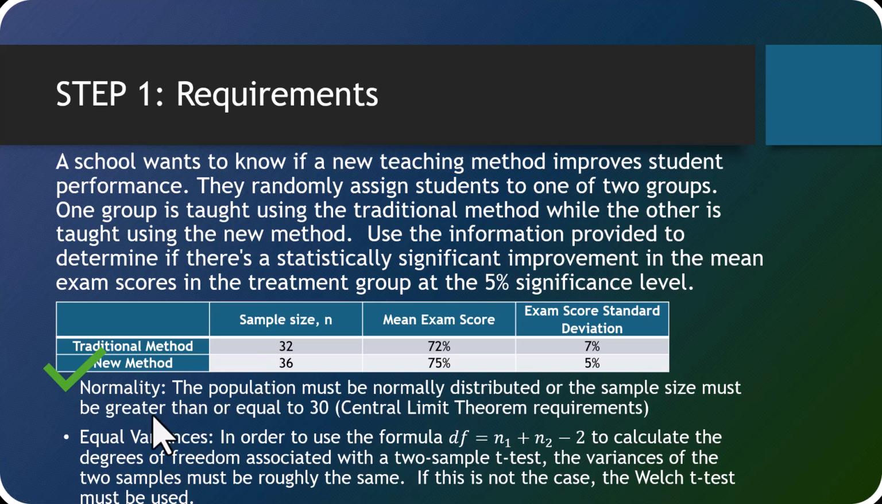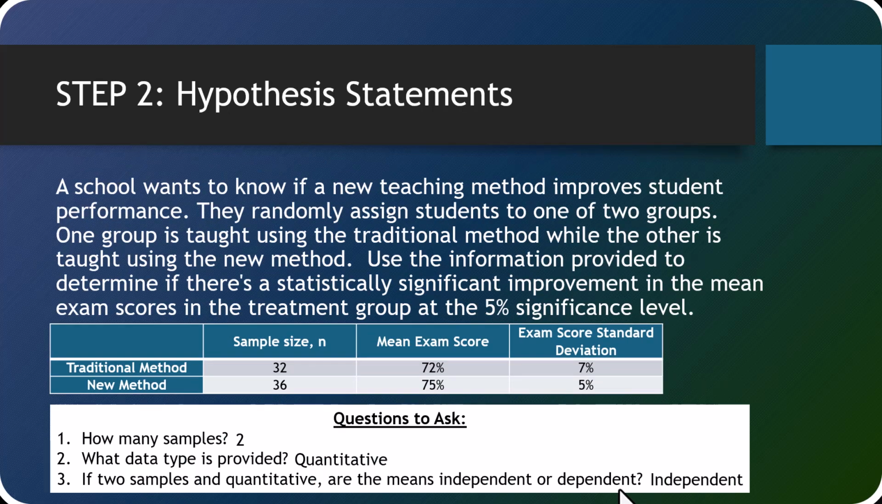So last but not least, we have equal variances. So remember, the variance is the standard deviation squared. So that would be 49 and 25. And so we will say they are close enough to use this formula to calculate the degrees of freedom. So now that we have our requirements met, we're going to move on to writing our hypothesis statements.